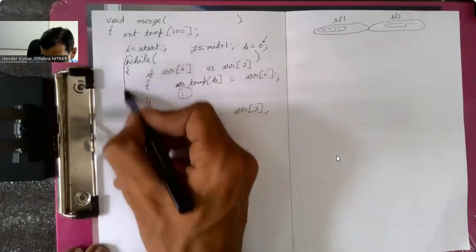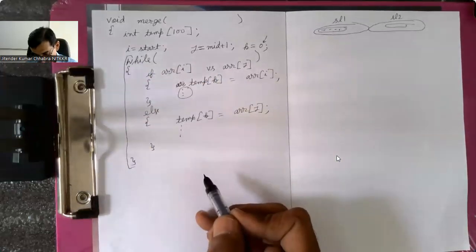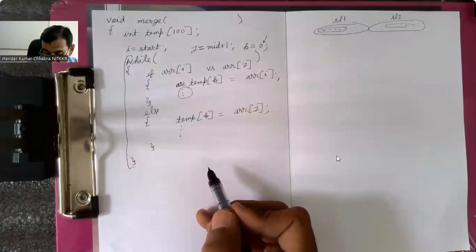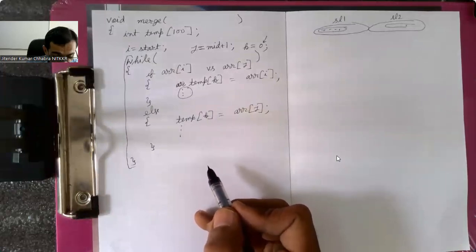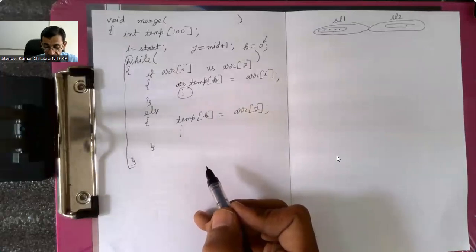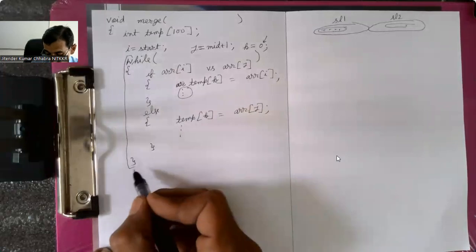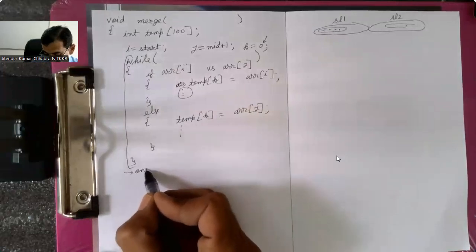As soon as one of the sublists is empty, and in this case I can guarantee that one list will become empty, not both simultaneously, because I never take both elements collectively. I take one element at a time and copy into temp. So one of the sublists is guaranteed empty.